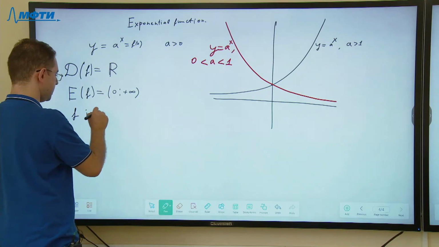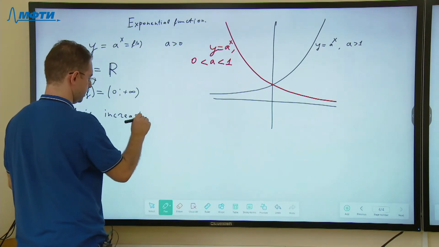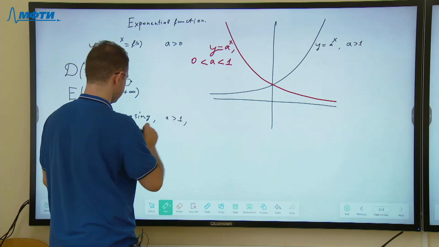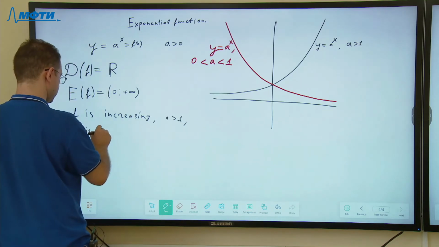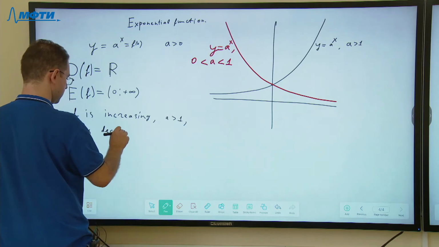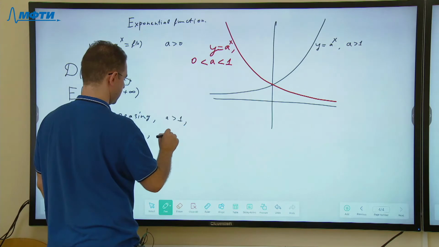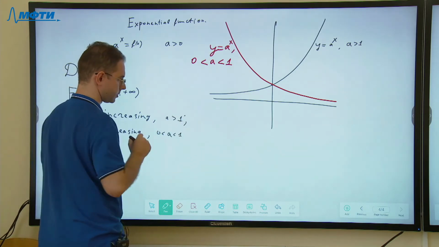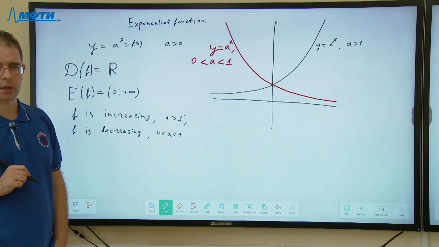F is increasing provided that a is greater than 1 and is decreasing if a is less than 1 but greater than 0. This is the exponential function.